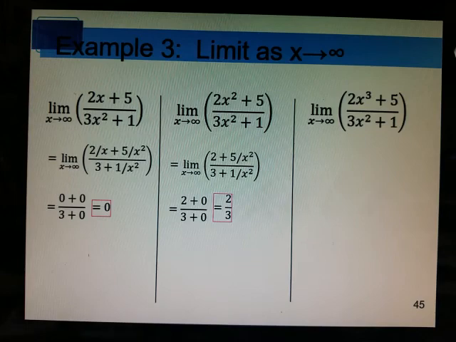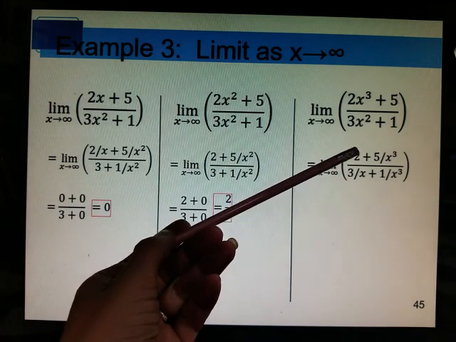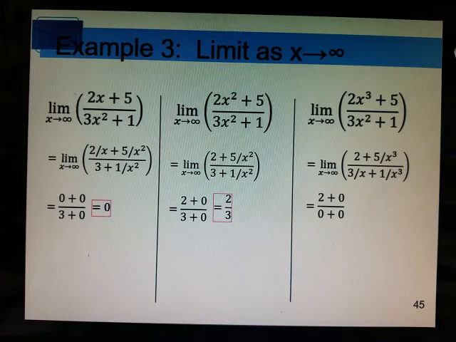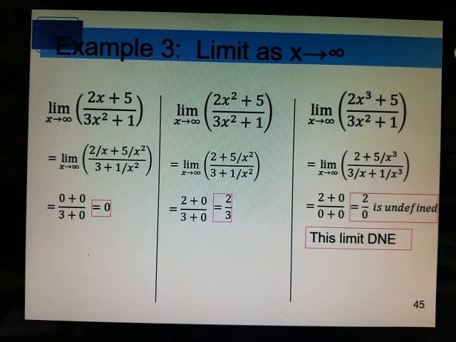So this one here, we would take the biggest degree, which was x to the third. So divide every term by x to the third. In doing so, this becomes 2 plus 0. This is 0 plus 0. Oh, remember, we can never have a number divided by 0, as it is undefined. So we would say this limit does not exist.